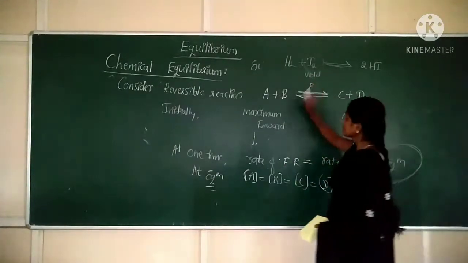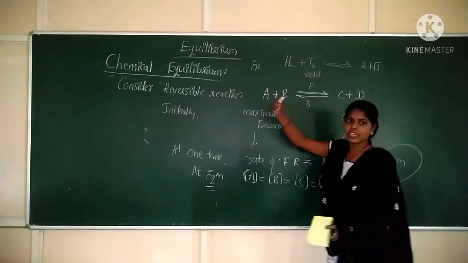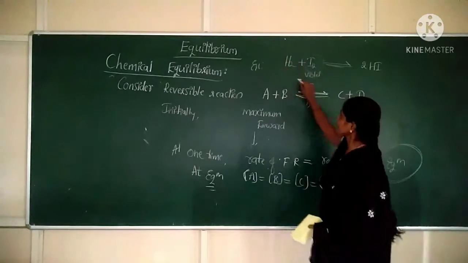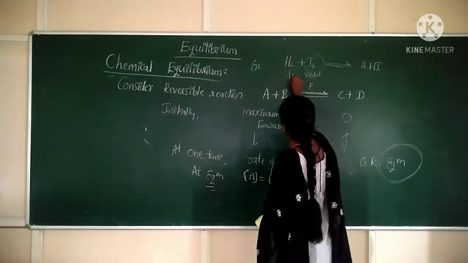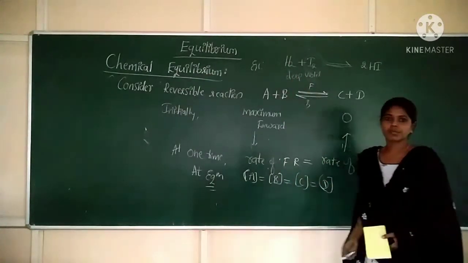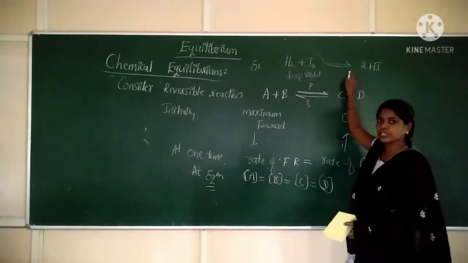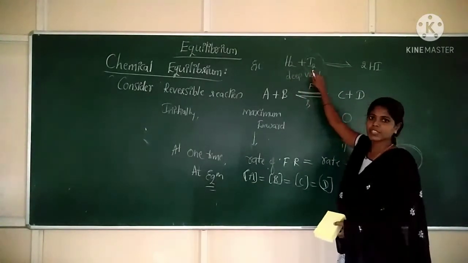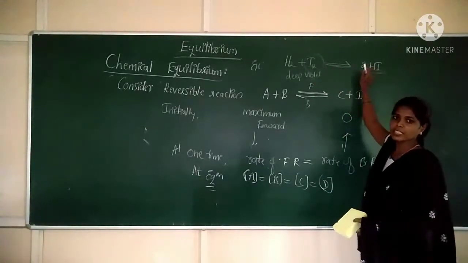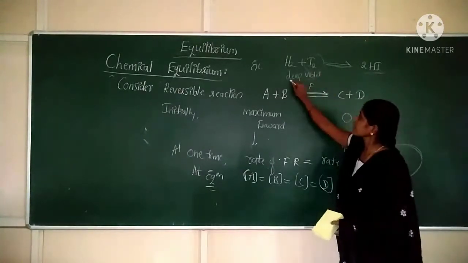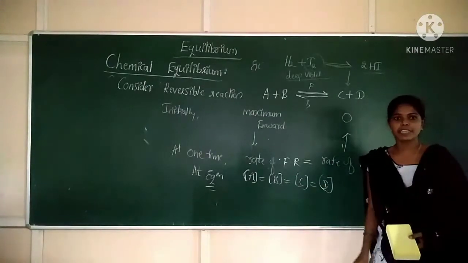Initially when H2 and I2, both the reactants, are reacting, the color of the reaction mixture will be deep violet. As the reaction proceeds, H2 and I2 react with each other and form HI. As hydrogen iodide is forming, the deep violet color will decrease. The intensity of color will decrease.